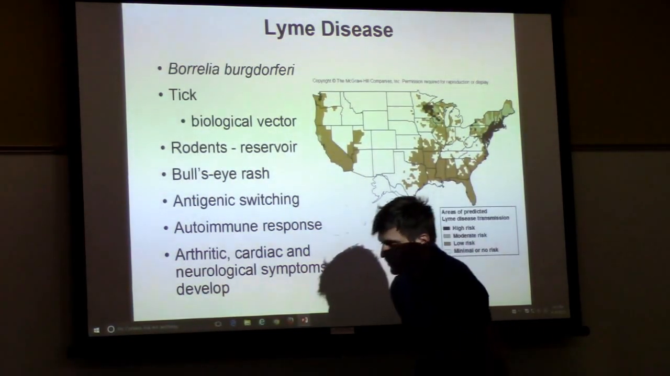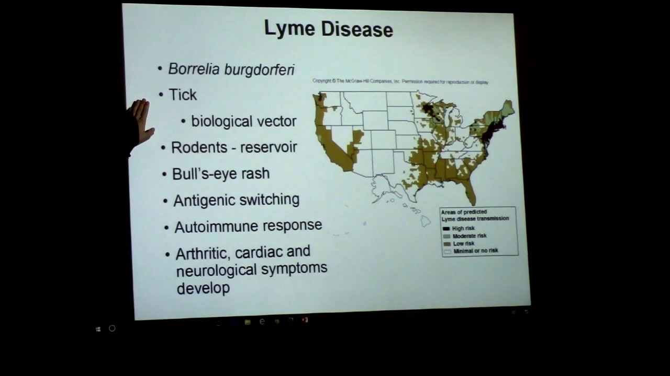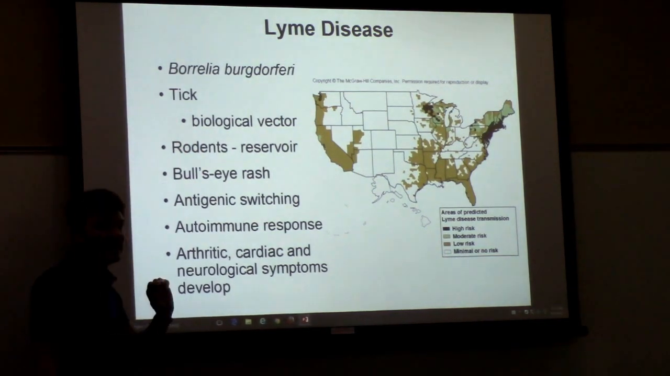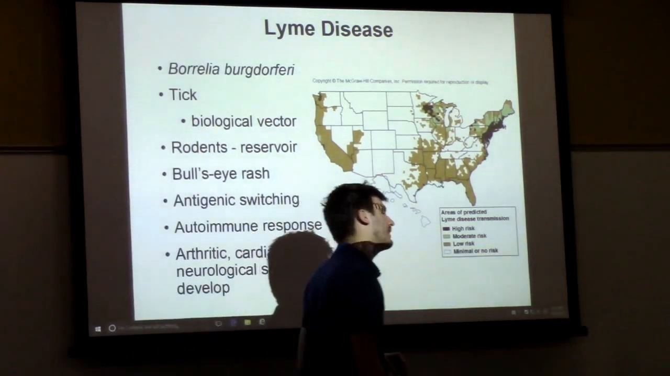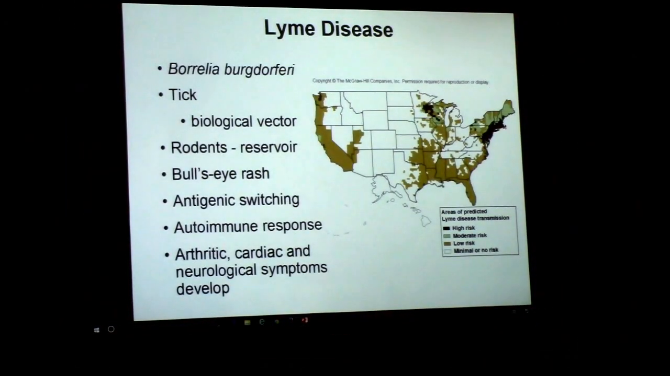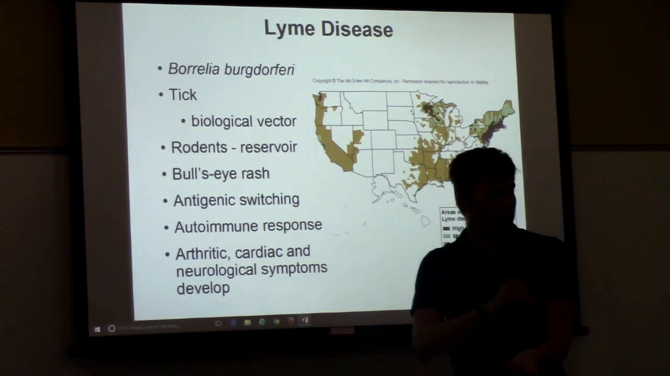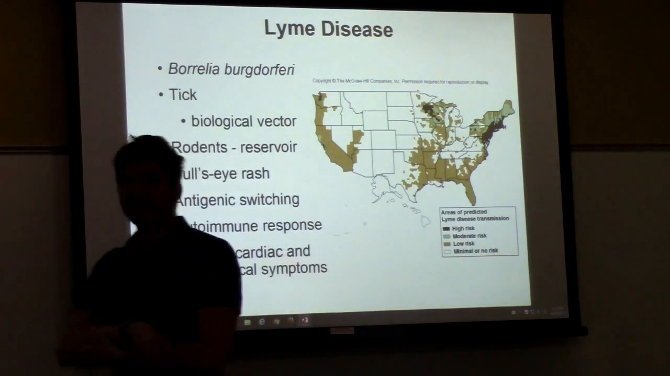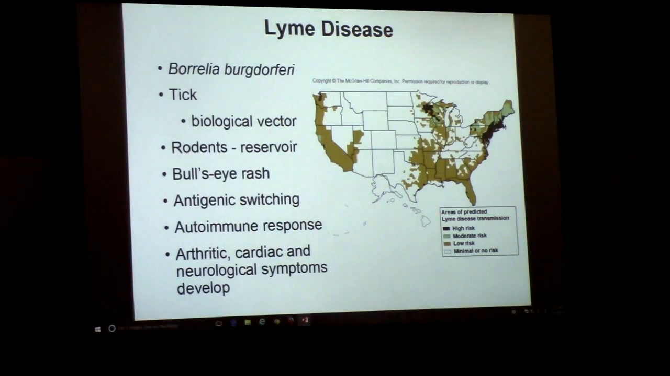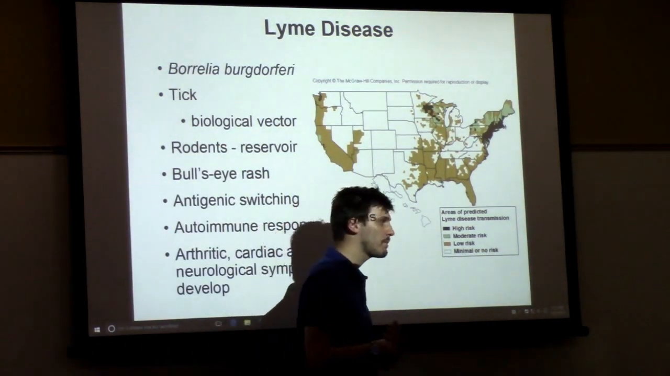Lyme disease. So Lyme disease is caused by a spirochete organism, Borrelia burgdorferi. And again, this is transmitted through a biological vector, in this case, a deer tick, or the Ixodes tick. Hopefully you're beginning to see a trend. Most of these are transmitted through biological vectors, or insects that have to inject the organism into you. And again, that's because the cardiovascular and lymphatic systems are very, very well protected. So it's really difficult for these organisms to get into the body unless they get some help.